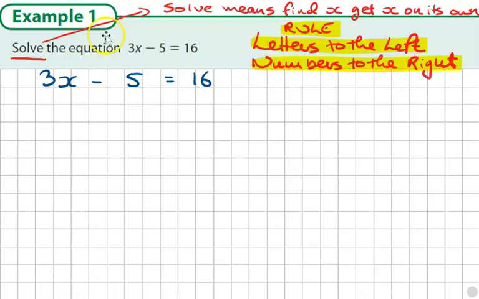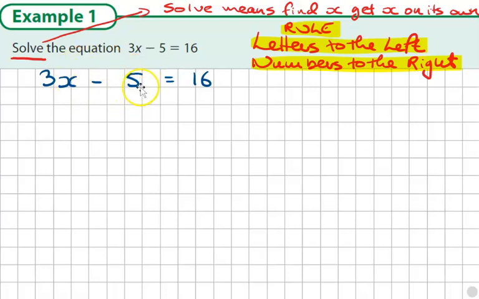When I say letters to the left, I mean any term containing a letter. For example, the 3x is already on the left of the equal sign, so we don't need to move it. And when I say numbers to the right, I mean constants. 16 is a constant and it's already on the right-hand side, so we don't need to move that. But minus 5 is a constant, so that's a number.